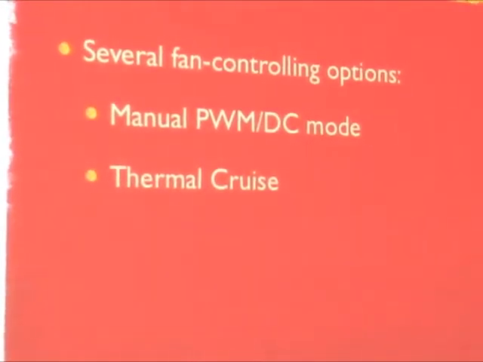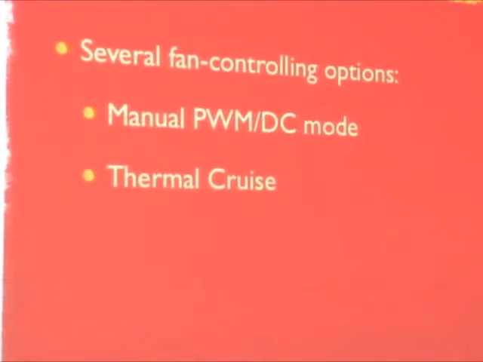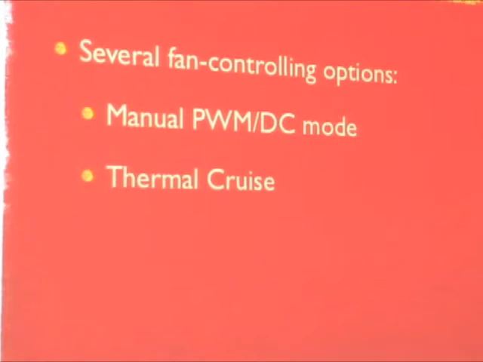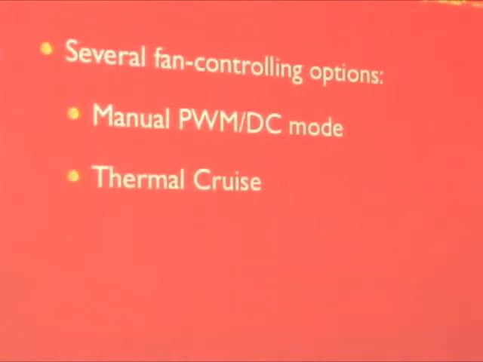Another option is thermal cruise, and in thermal cruise you can specify the target temperature of the system, so you can specify that you want the temperature to be around 60 degrees centigrade. And you can specify the tolerance of that temperature. And the tolerance could be, for example, 2 degrees. And then it means that if the system goes above 62 degrees, then the fan's engaged at higher speed. And if it goes below 58 degrees, then the fan's engaged at lower speed.